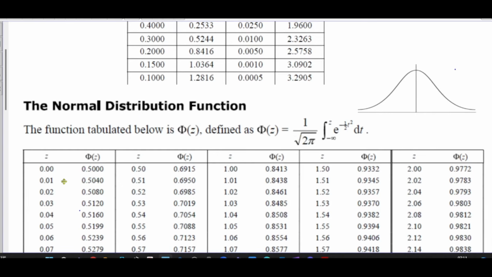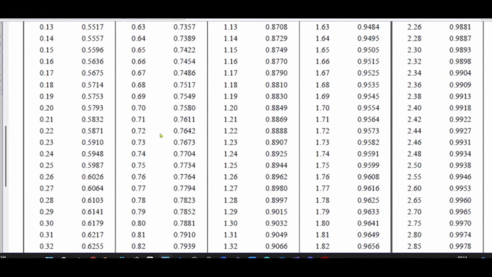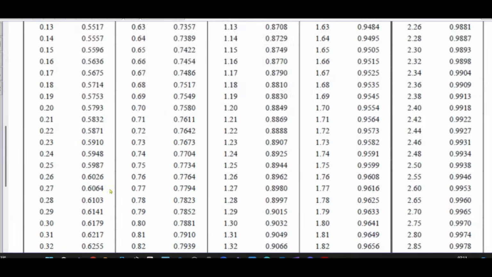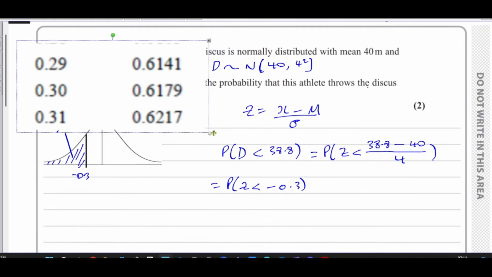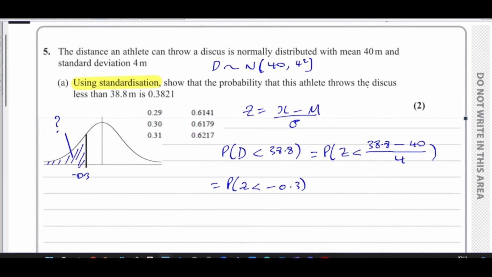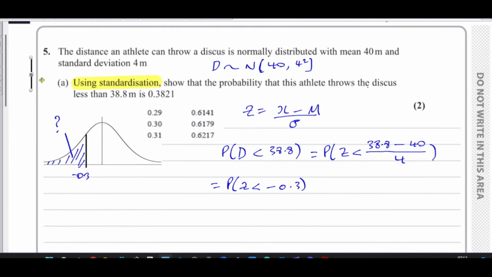So basically what we need to do is go to Z equals 0.3. Can we find it here? It's down here somewhere. Here it is. So we take Z equals 0.3. I'll just copy it across in case I get the numbers wrong, and we're going to use that over here. Z equals 0.3 is going to be the same value but on the other side, so it's going to be 0.3, not negative 0.3.